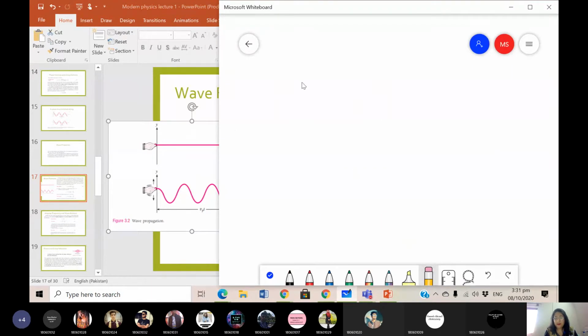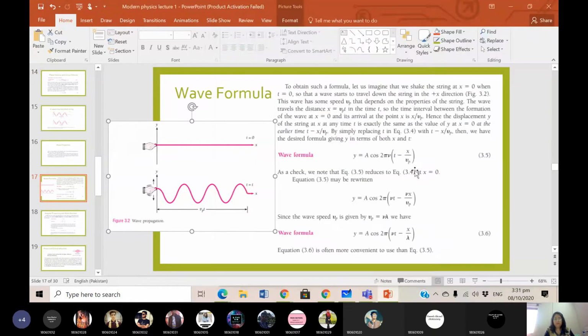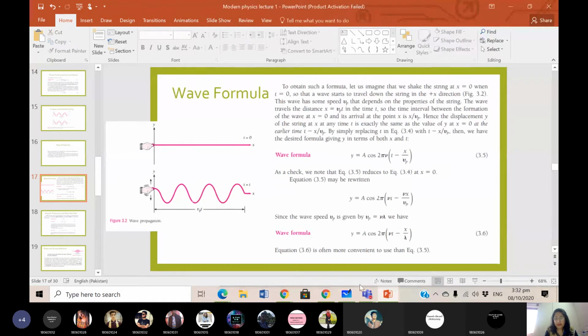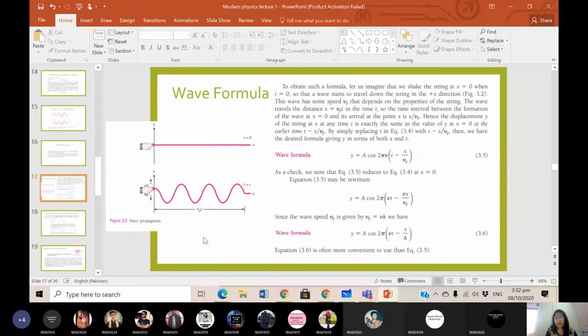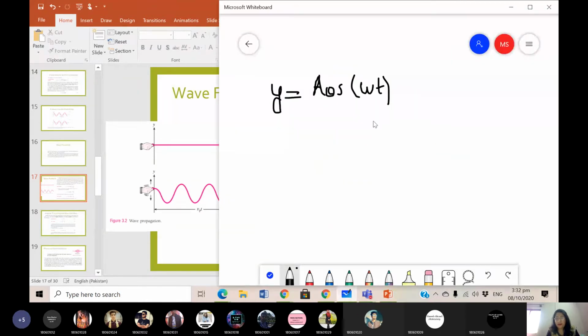Let me erase. Excuse me ma'am, I did not quite understand the last point you just said, t minus x divided by vp. Okay, that I will tell you right now. So if we have a cos omega t, and we're saying that this will be equal to the value of y at x equals 0. If we put 0 here, we will get a cos 2 pi ft, which is the same thing as what we had before in this equation at x equals 0.